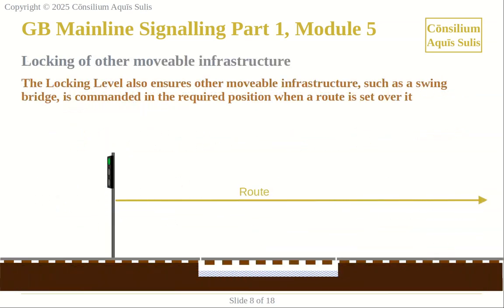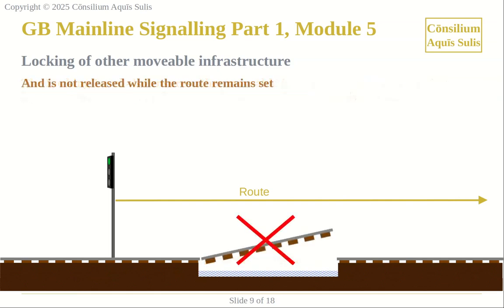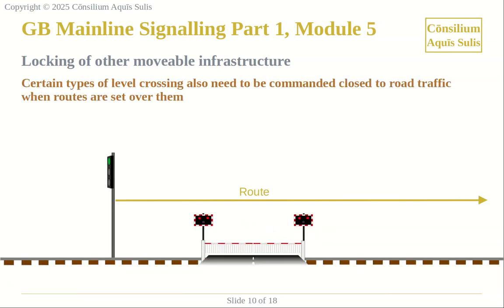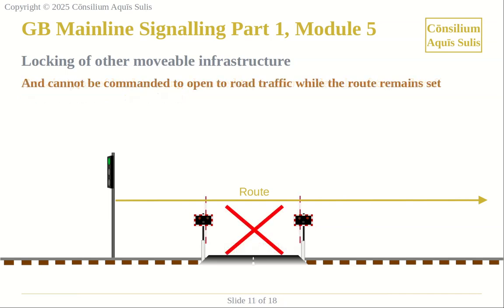The locking level also locks other movable infrastructure, such as swing bridges, ensuring that they are commanded to be locked in the position required for a route that is set over them and cannot be unlocked and allowed to move whilst that route remains set. Certain types of level crossing also need to be commanded closed to road traffic when routes are set over them and not permitted to open whilst that route remains set.